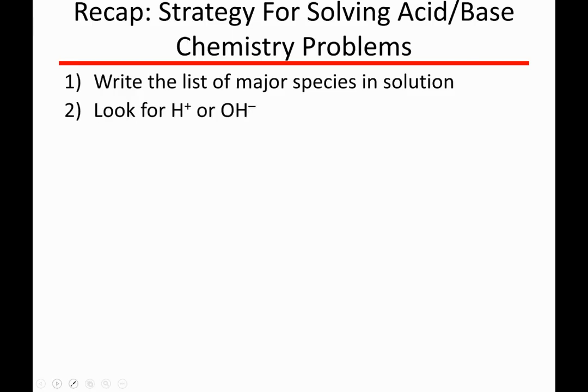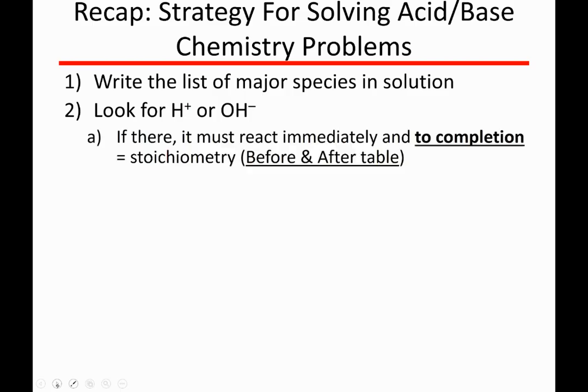Then you're going to look to see if you have H plus or OH minus, because if either of those are present, they take top priority, and they are going to react immediately and to completion. That means that you have a stoichiometry problem. That's what the to completion part means. And when you have a stoichiometry problem, you'll need to set up a before and after table and make sure that you're using moles when doing the stoichiometry. If you don't have H plus or hydroxide, then you don't have to worry about doing a stoichiometry problem. You could just skip to step 4 in this strategy.